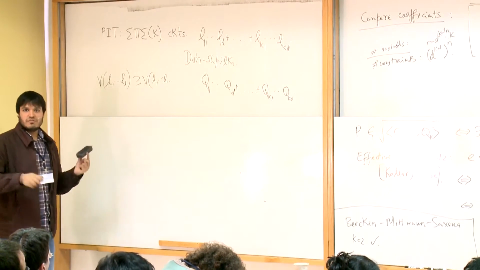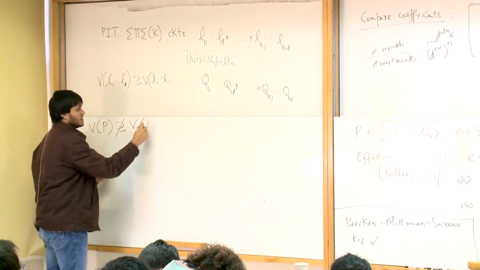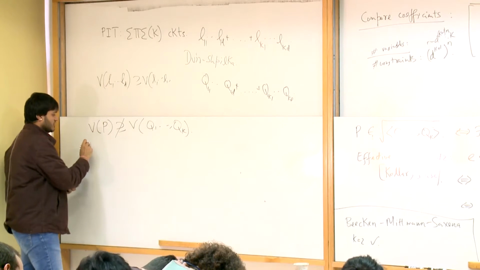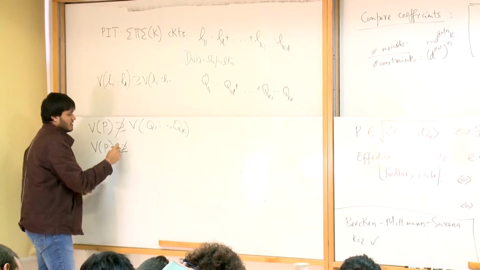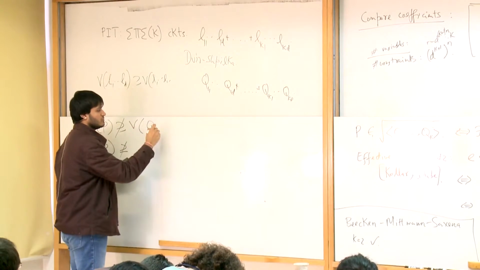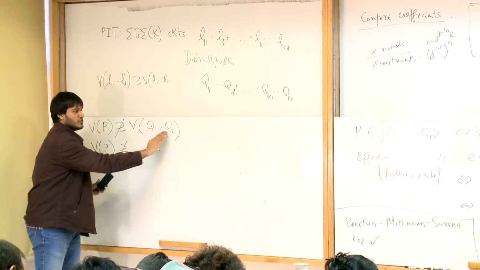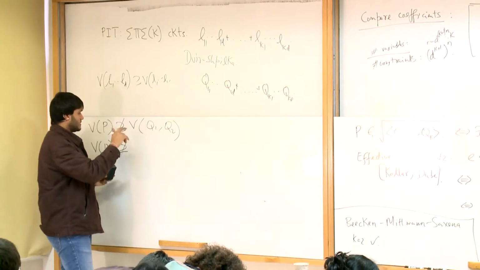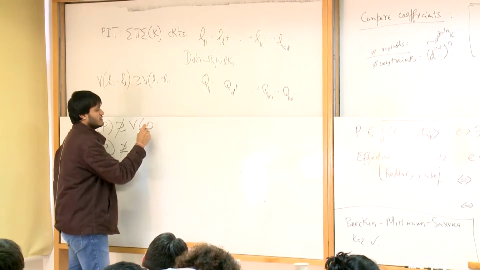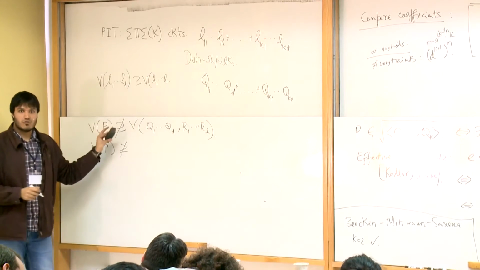Okay, suppose V of P does not contain V of Q1 up to Qk. For simplicity, I will take k to be 2. Everything I will say will work for any k. Let's say there is only Q1, Q2. So what are Q1 and Q2? They look like Q1 up to Qd, comma R1 up to Rd. Let's say this holds, and I want to preserve it.